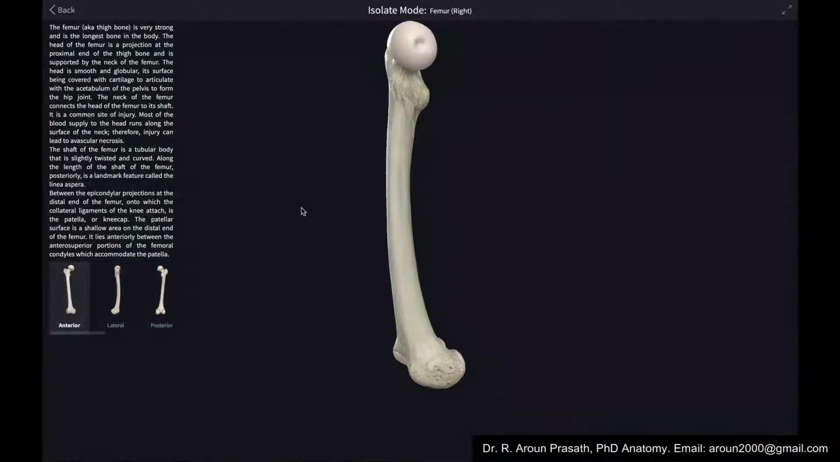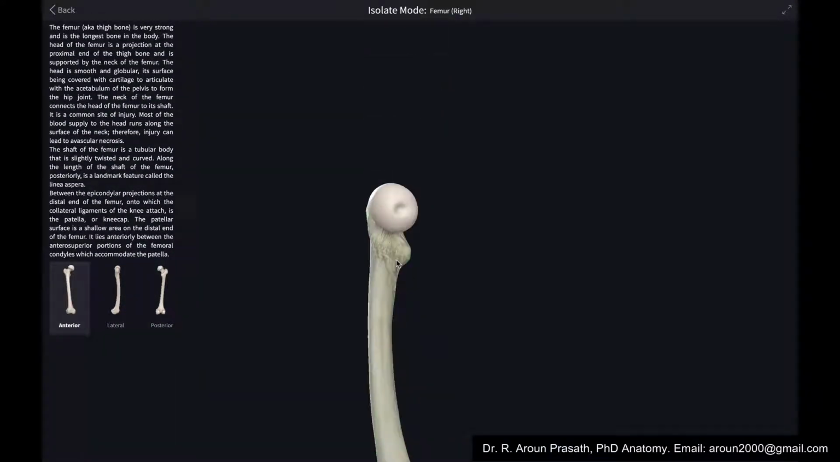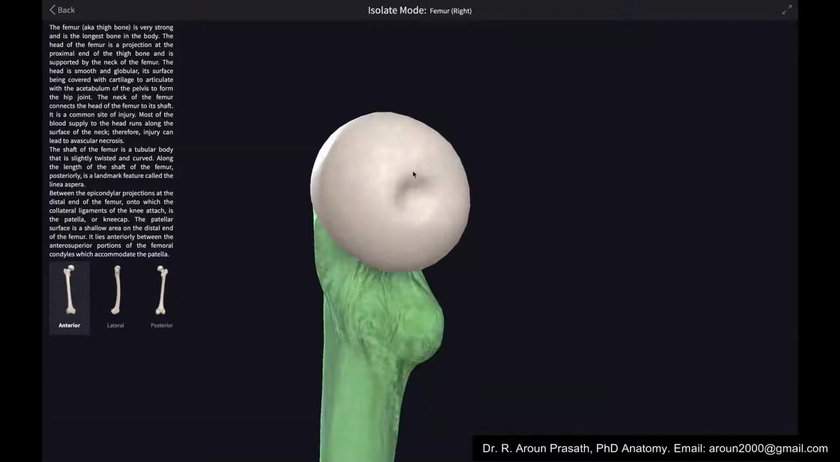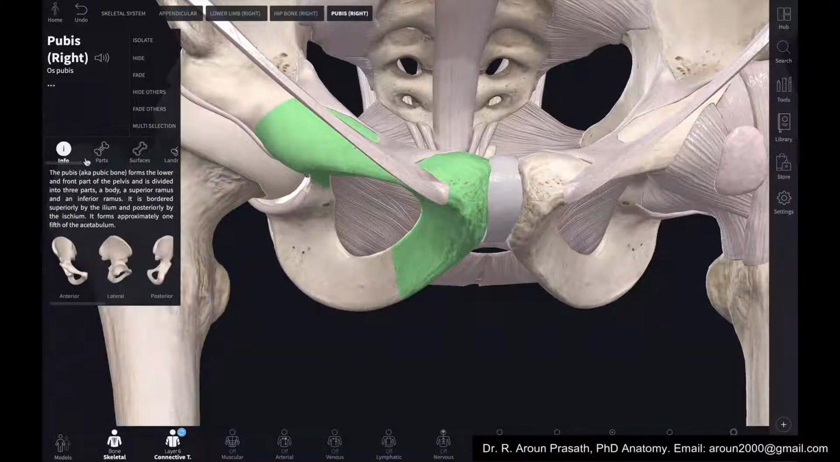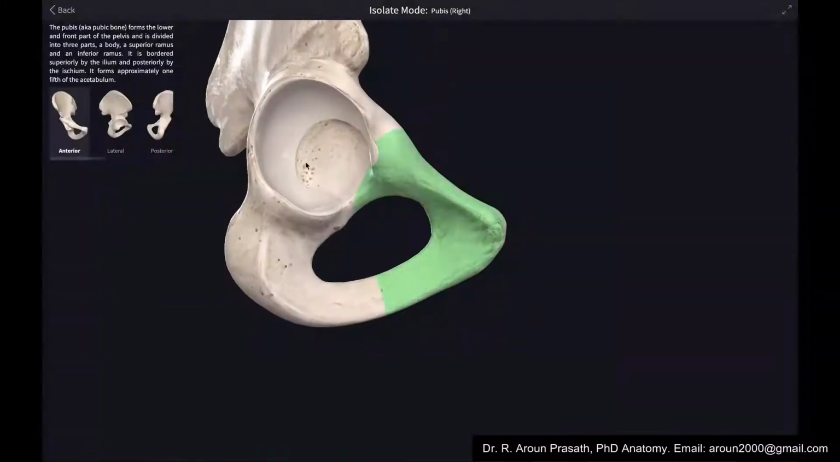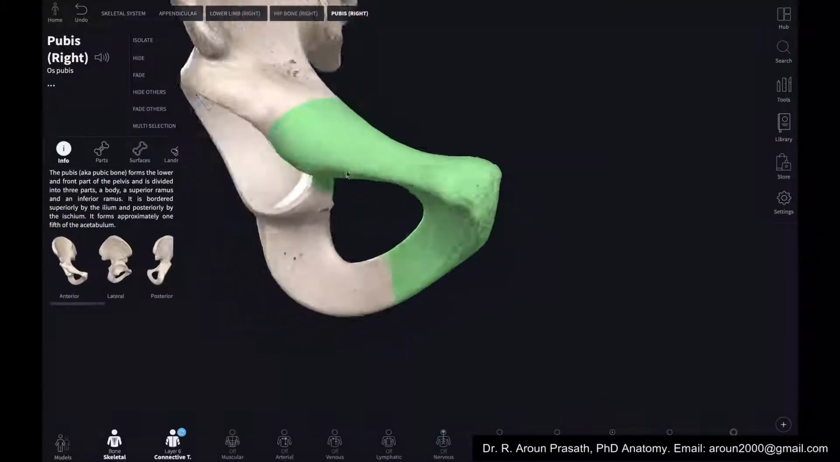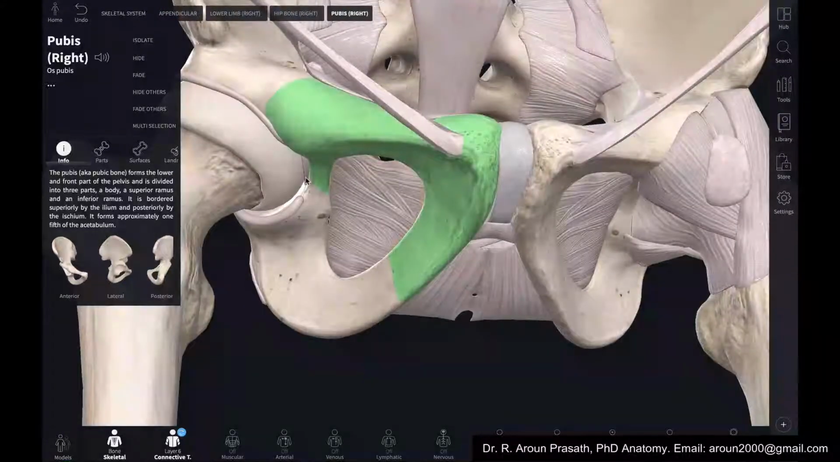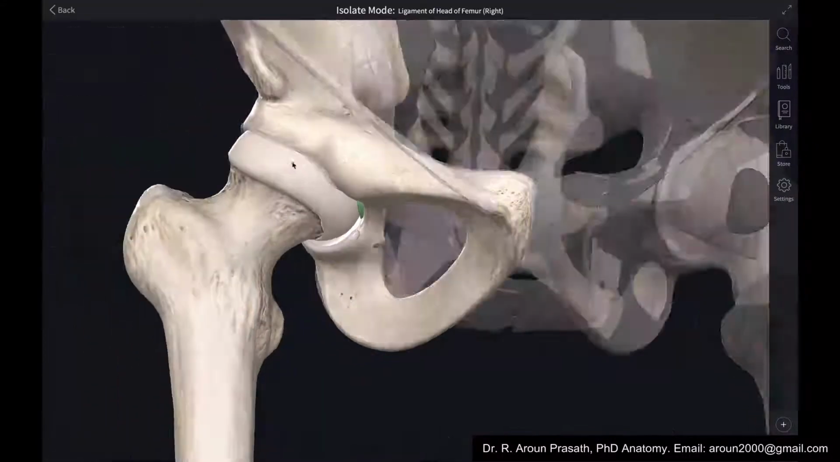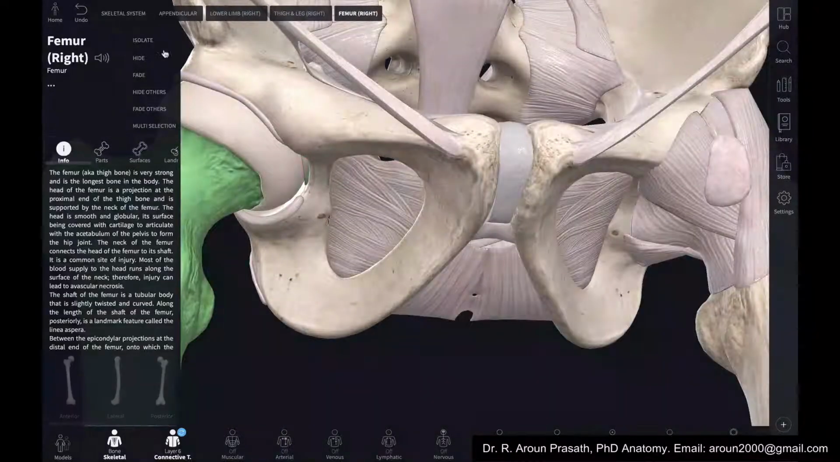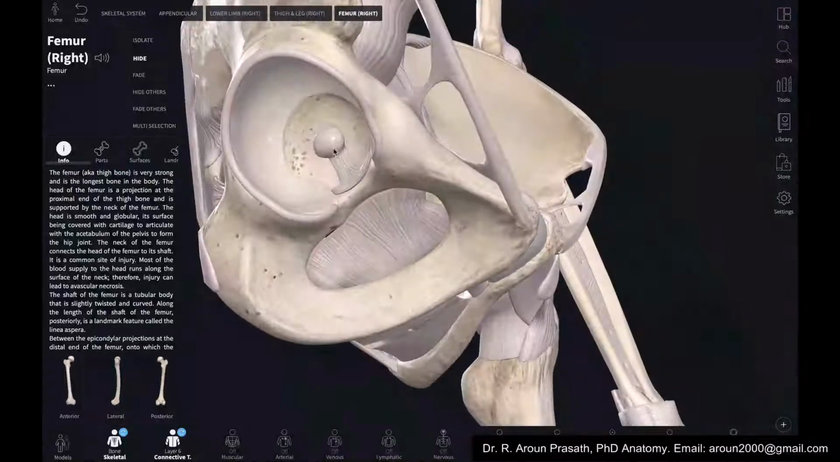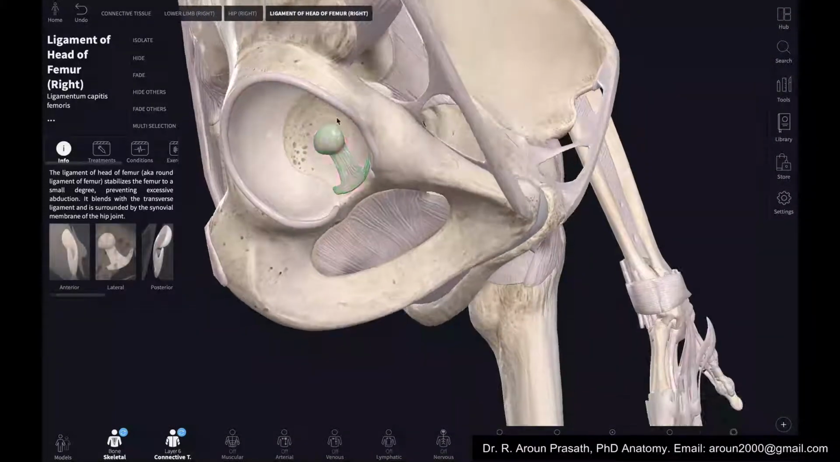This is the fovea of the head of the femur, and this is the acetabulum and the acetabular notch. In between these two, this ligament is present. I have to remove this femur and I will show you. Yes, here you see, this part is the fovea attachment and this part is the acetabular notch attachment.